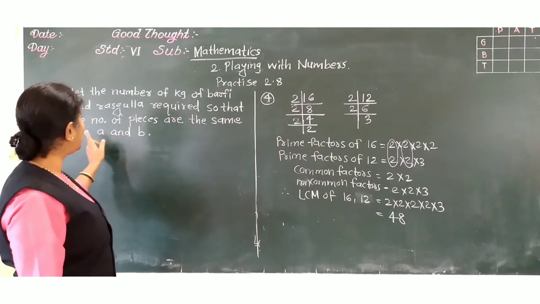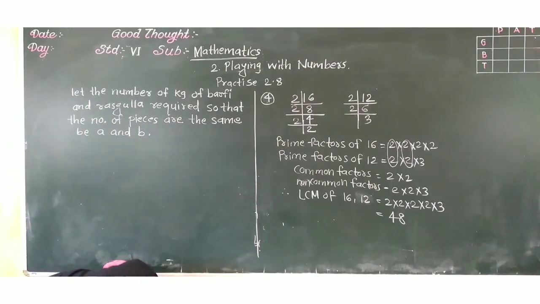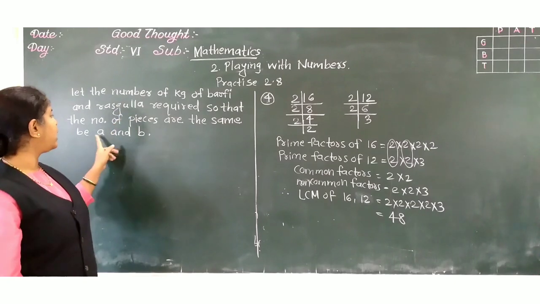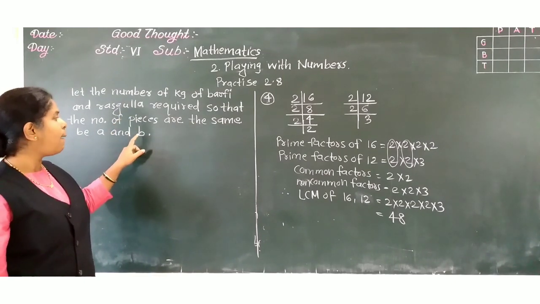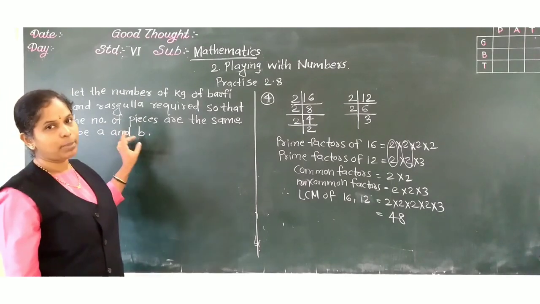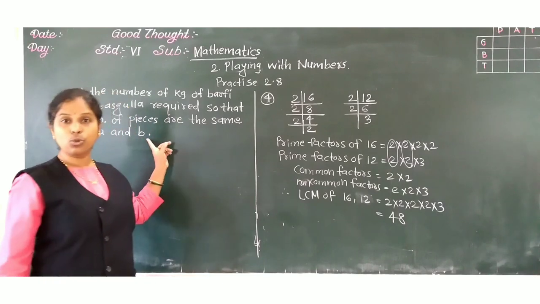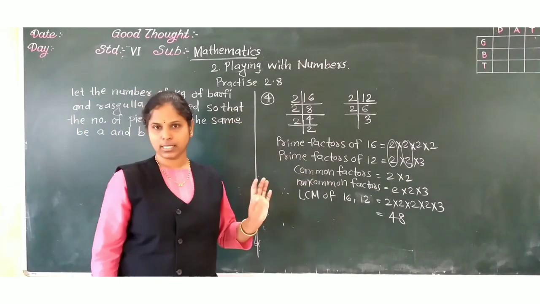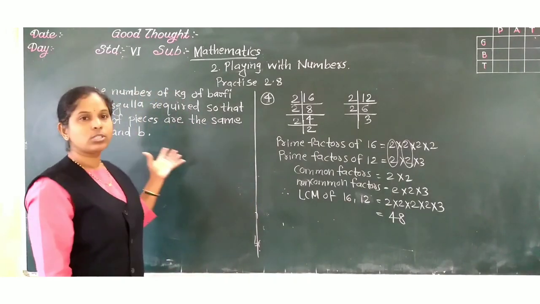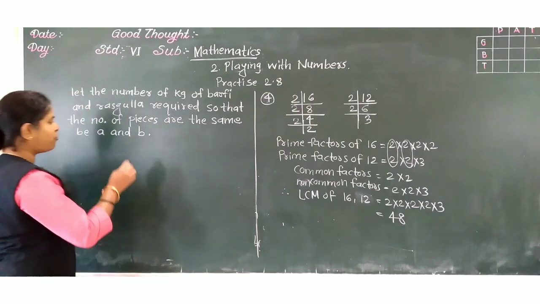Correct? Now let the number of kg of burfi and rasgulla required, so that the number of pieces are the same, be A and B. For burfi, A is the number of kg we have to purchase, and B for rasgulla, B kg of rasgullas we should purchase, so that there will be 48 pieces. Correct? So what are A and B, actually how many kgs? That we will find out.